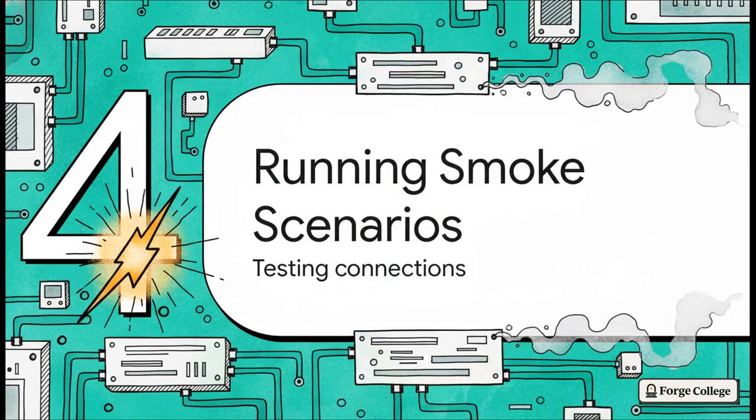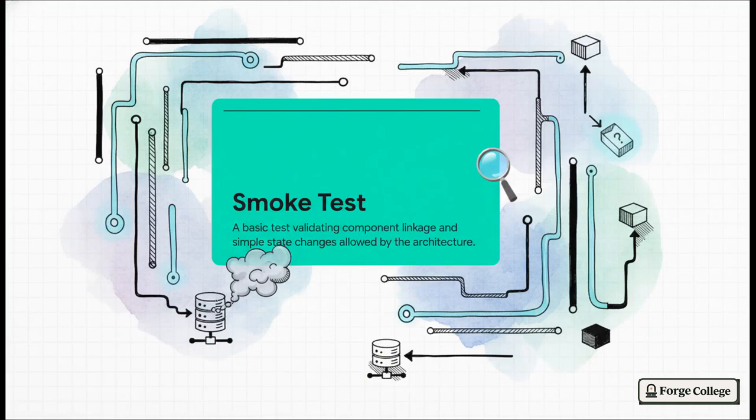Next up, section 4, running smoke scenarios. Time for testing the connections. So, now that everything is hooked up, we need to send a small spark through the system just to see if the connections hold. That is what we call a smoke test. It's a very basic interaction test, validating component linkage, again, without any deep logic. If we send a simple read request to the registry, does it make it through without throwing a nasty ABI mismatch error? If yes, awesome, the structure is sound.